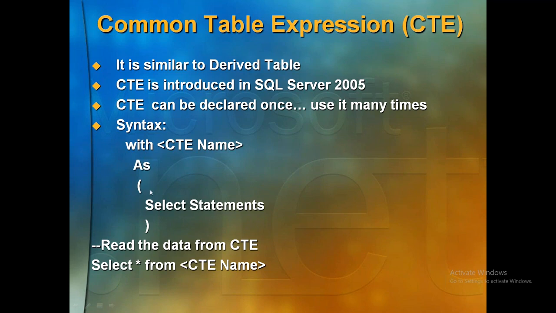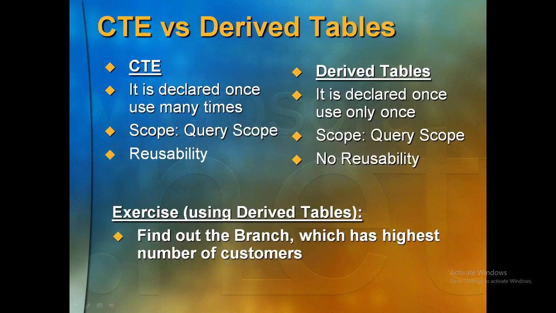So with the CTE name as the query, select star from the CTE name. Tomorrow we'll discuss in detail. It is declared once and used many times, versus declared once and used only once. Clear? Scope is query scope. Reusability will be there, or no reusability. CTEs are very, very fast when you have calculations. If you want to do any calculations, you can perform the same calculation in the CTE, and that can be used in your query multiple times.